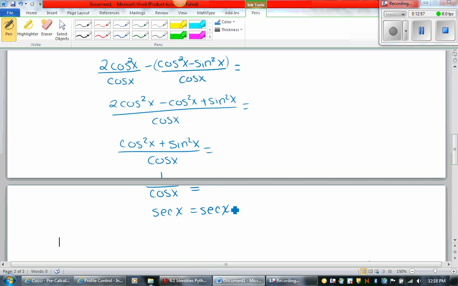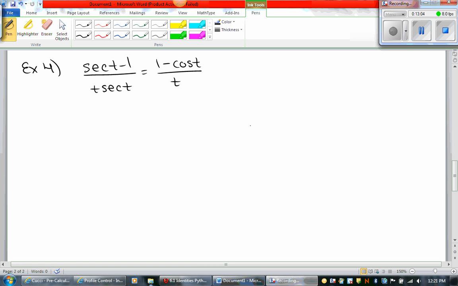We're going to try one more here, and then we will stop for the day. So this is the last example we're going to do. We've got secant of t minus 1 divided by t times secant of t, and we want to prove that that equals 1 minus cosine t divided by t. So chances are we're going to want to work with that left-hand side and adjust secant to be 1 over cosine. So that's the first thing we're going to do.